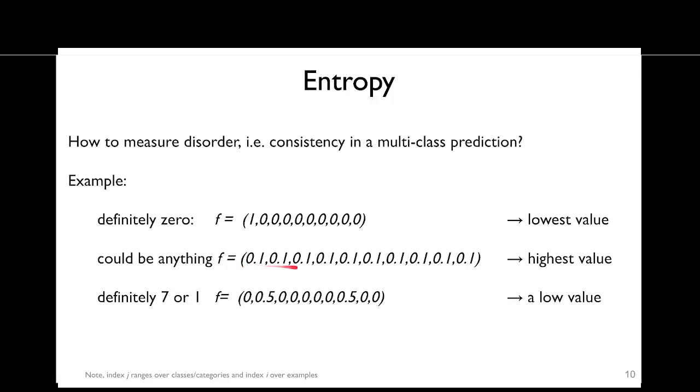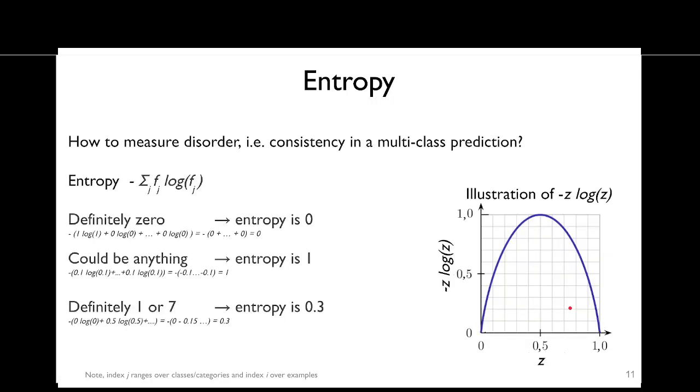That means we give for all of the classes each 10%. That should give us a high value. There is nothing more inconsistent than that. And there is something in between where we say, okay, we can exclude a 4 and a 5, and we're definitely sure it's either a 7 or a 1. So that means 2 times 0.5, the rest 0. So that is quite good, but not perfect. So that should give us a low value.